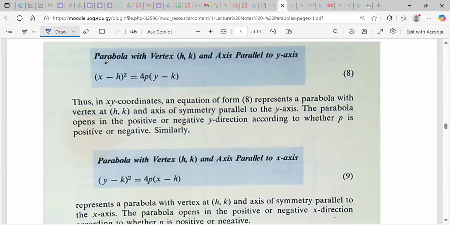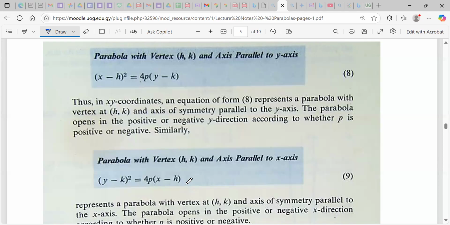So as I say, when the parabola has vertex (h, k) and the axis is parallel to the y-axis, you have this, right? (x minus h) squared equal 4p times (y minus k). And when the axis is now parallel to the x-axis, then you have the situation here. Watch here. (y minus k) squared equal 4p times (x minus h), right? So this is what we are concerned with, right?